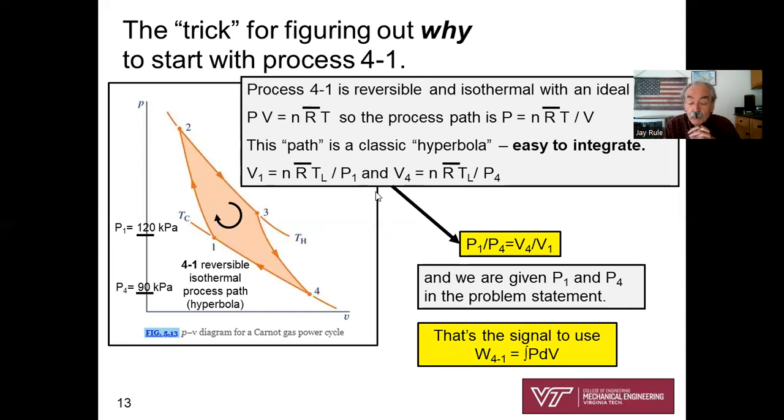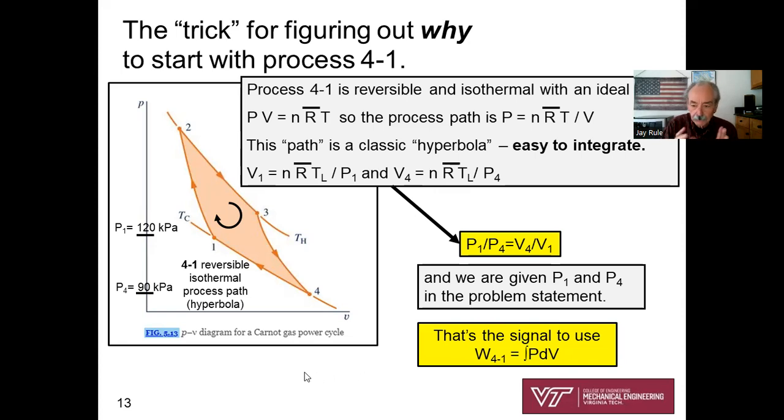P1 over P4 exactly equals V4 over V1. And we're given P1 and P4. So my confidence level went up. That's our signal to use. The work from 4 to 1 is the integral of PdV from 4 to 1. That's where we're going to head.